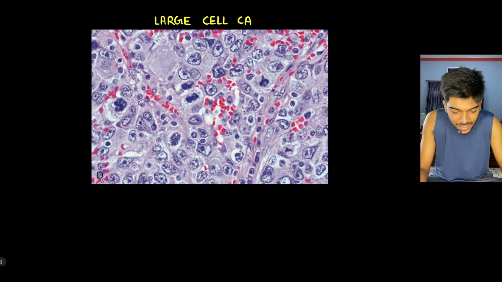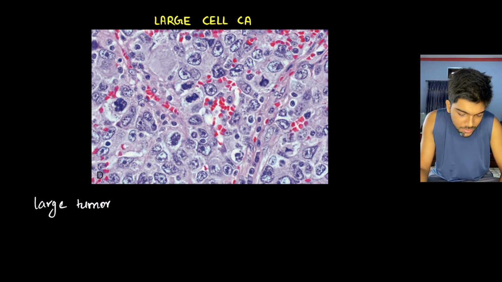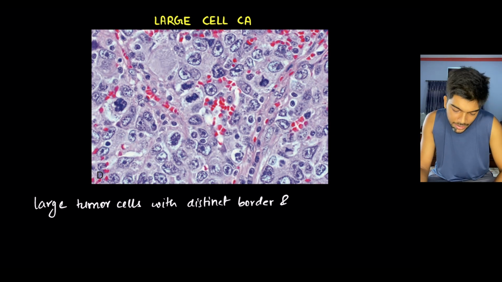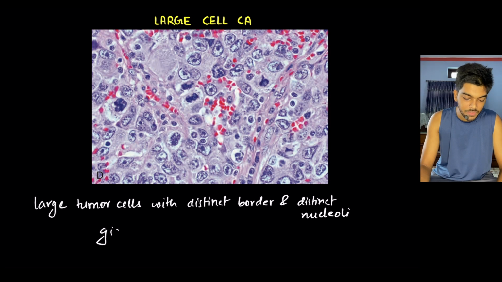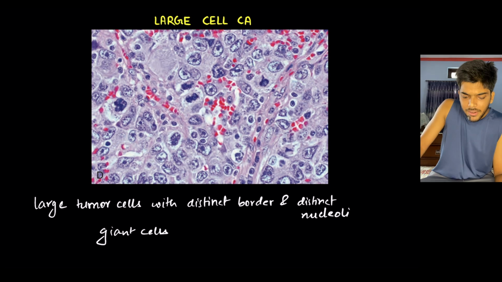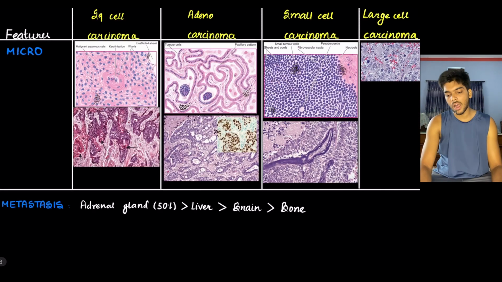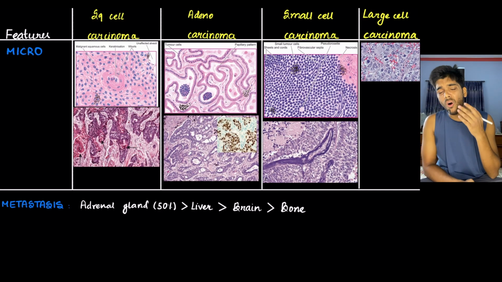Large cell carcinoma is quite the opposite of small cell carcinoma. So here you have large tumor cells with distinct border and distinct nucleoli. Sometimes giant cells might even be visible, depending on the type of large cell carcinoma. Other than that, large cell carcinoma is not that important. So now you know the microscopic features of all four carcinomas.